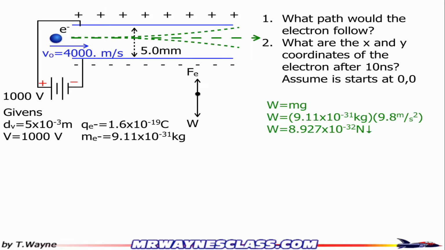So now what I'm going to do is find the magnitude of the gravitational force, W equals mg, and I get the weight of the force due to the gravitational field to be 8.927 times 10 to the negative 32 newtons.